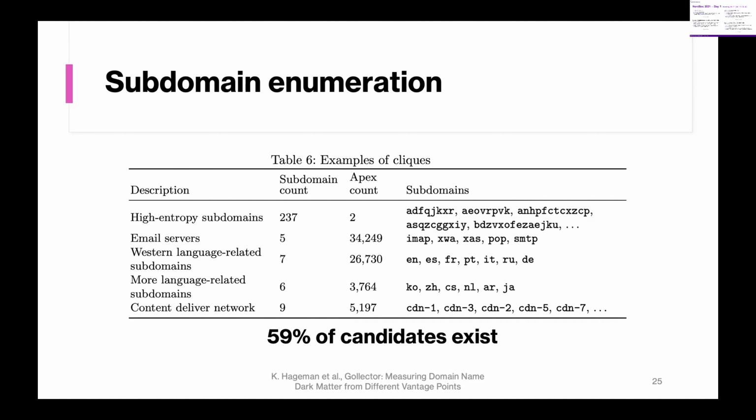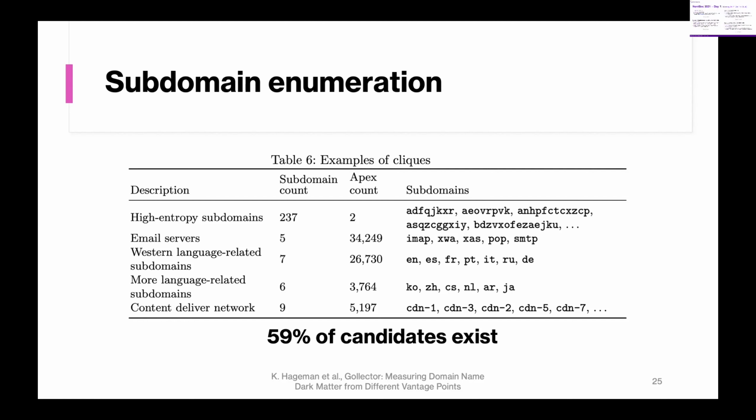Just to give an idea of these cliques, in the last column you see a set of examples of subdomains inside each clique. The first one is very high entropy subdomains, probably auto-generated. The second one is related to email protocols, IMAP, POP, SMTP, some languages, and some content delivery networks as well.